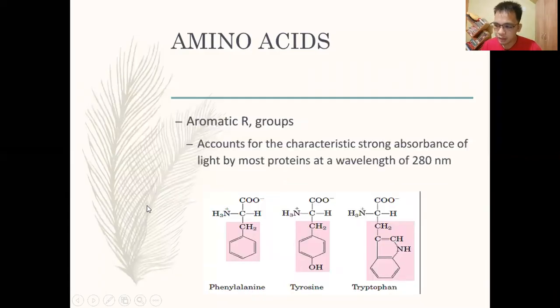Okay, next is the aromatic R groups. Sir, why are they called aromatic R groups? They are aromatic R groups due to the presence of an aromatic ring or benzene ring in these amino acids. And they tend to absorb at a wavelength of 280 nanometers. They absorb because the aromatic ring here has a conjugated property that absorbs light at that wavelength.